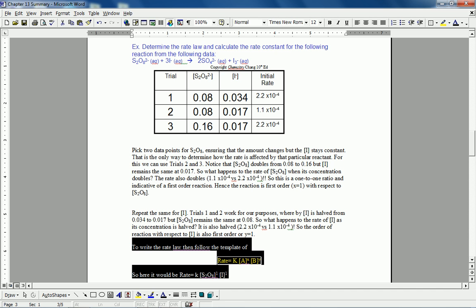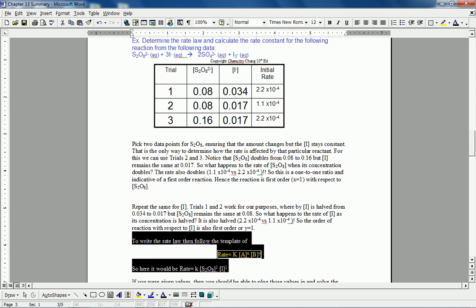Rate equals K, whatever the K is, we haven't determined that, but K times the concentration of S2O8 to the first power, because its order was first order, there's the 1, and times I minus, the other reactant's concentration, also to the first power. Again, rate equals K times the reactants' concentrations, each to their own power. And that's what we determined using that data set.